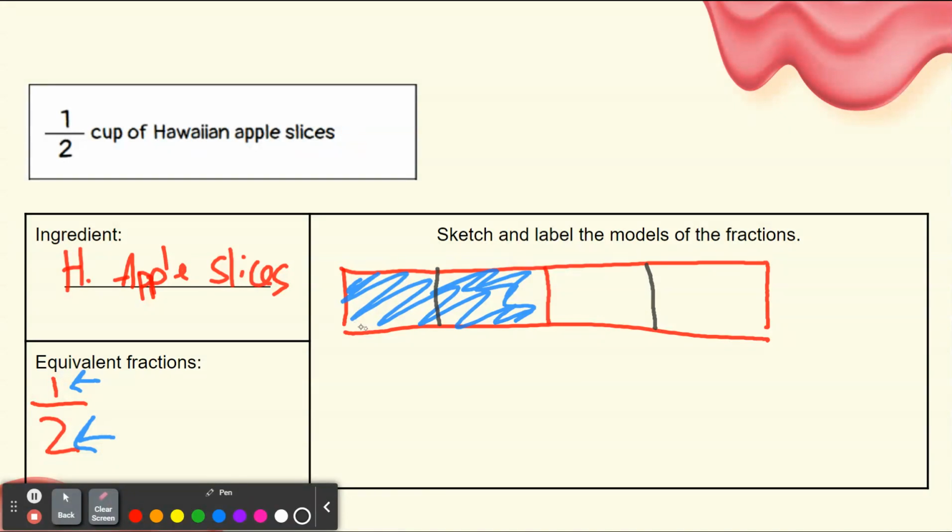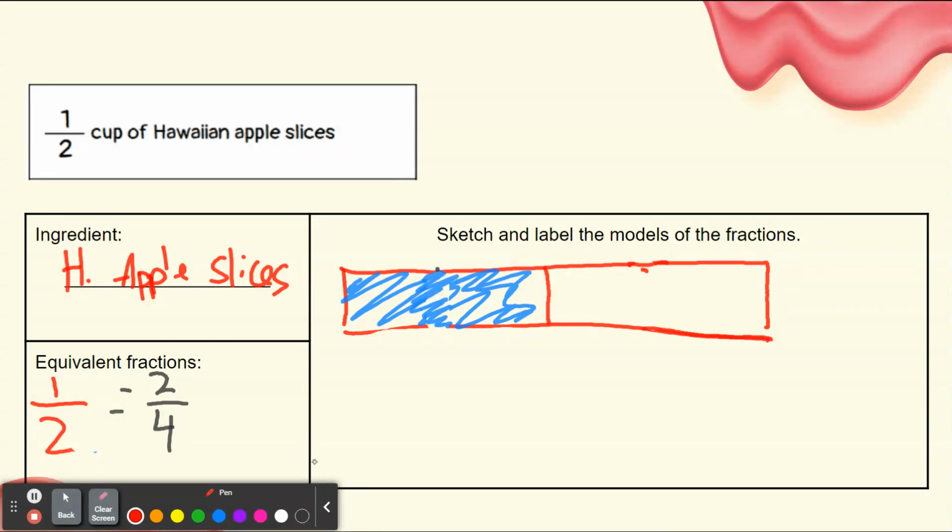So now let's see how many pieces we have all together in our whole. So we have 1, 2, 3, 4. We have 4 pieces. And then we have 1, 2 of those pieces shaded. So 1/2 is equal to 2/4. Let's see if there's another fraction we can make with this.